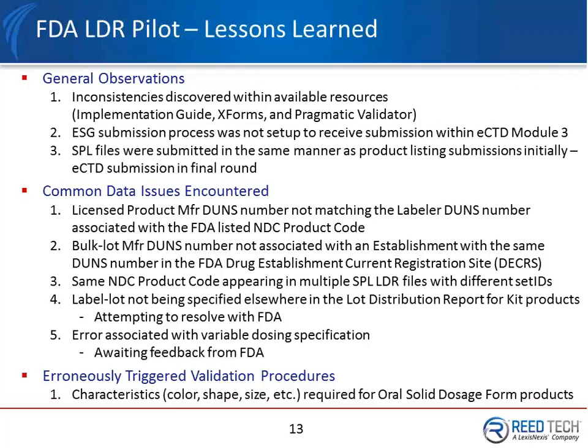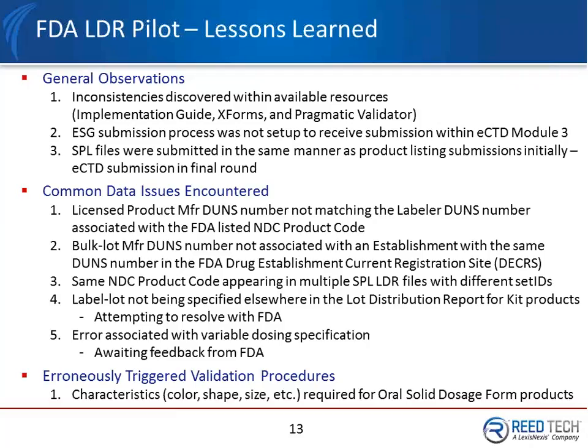Now I'll cover some common data issues that we did encounter during the pilot. In the previous slide, I mentioned that most SPLs passed validation, but there were some data issues. So here's specifically what they were. The licensed product manufacturer DUNS number. This is a new field being collected in the submission. Typically, whenever the FDA changes to an electronic format, you notice that they begin requesting new information that was not requested in the past in the paper world. One of these new fields has always consistently been the DUNS number. So the DUNS numbers are in this submission, so if you're used to those in your other SPL submissions, you'd be happy to know they're here again in lot distribution reporting submissions.